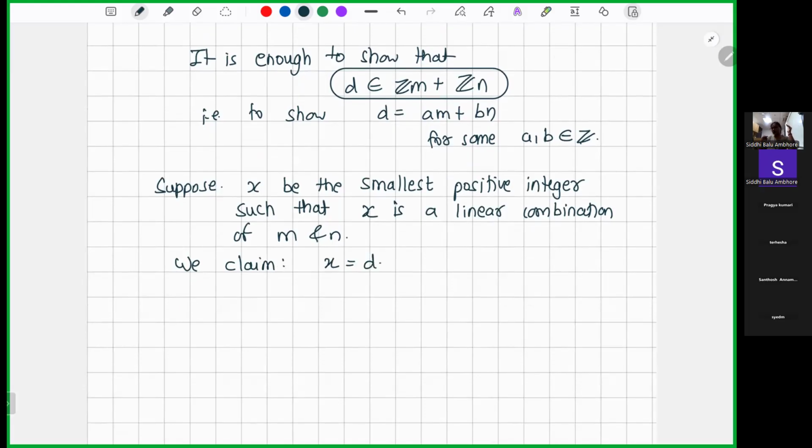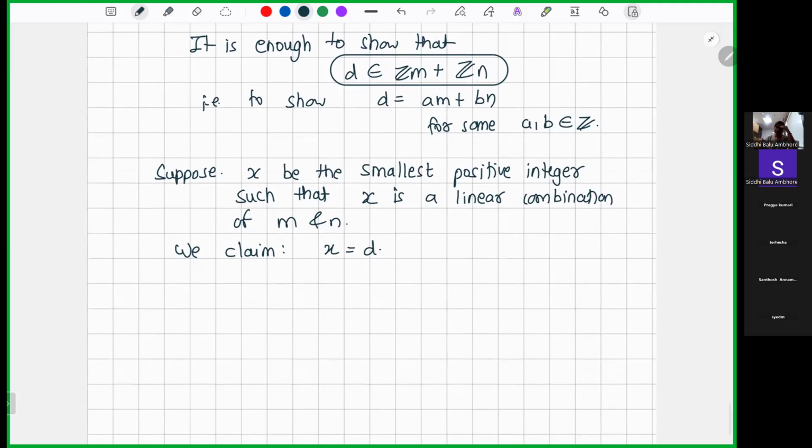Okay, so what we are trying to say here is that when I have this set Zm plus Zn, the smallest positive integer in that set, which is a linear combination of m and n, is actually the GCD of elements m and n. That's what we are trying to claim here, and we will be proving it.